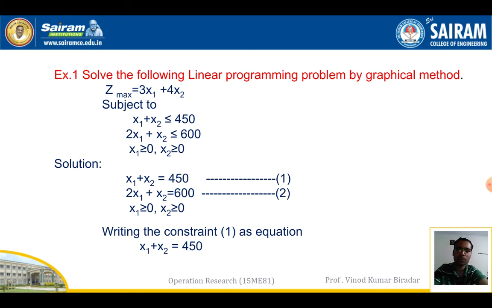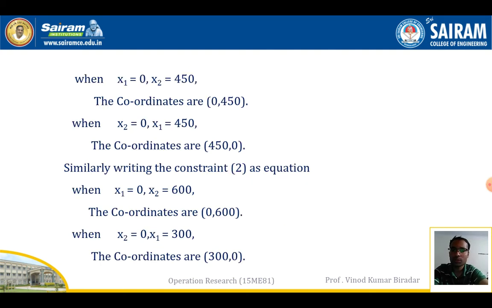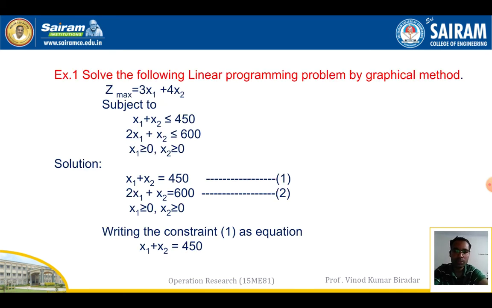From equation number 1, if you put x1 equal to 0, the x2 value is 450. If x2 is equal to 0, x1 is also 450. So when x1 is equal to 0, you get x2 equal to 450, and the coordinates are (0, 450). Similarly, when x2 is equal to 0, x1 is 450, and the coordinates are (450, 0). Similarly, find the points from the second equation: put x1 equal to 0 and you get x2 equal to 600. Putting x2 equal to 0, x1 is 600 divided by 2, which means you get 300.